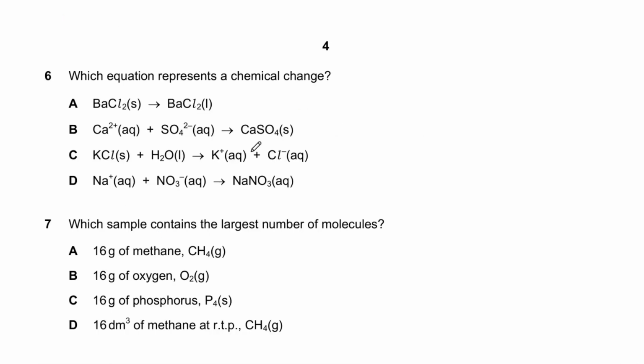Question 6. Which equation represents a chemical change? Now let's look at them. A chemical change, new substance is formed. So A is not a chemical change because it's just changing from solid to liquid, a change of state. So it's not correct. Then B, new substance is formed, aqueous, and then we have this. B is correct. And why is C not correct? C is dissolving. So still potassium chloride, no new substance, just dissolved in water. Then D is not correct because they are just ions staying in a solution. There's no reaction. So option B is the correct answer.